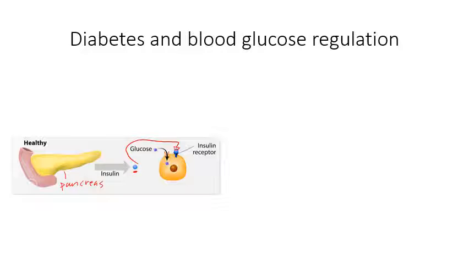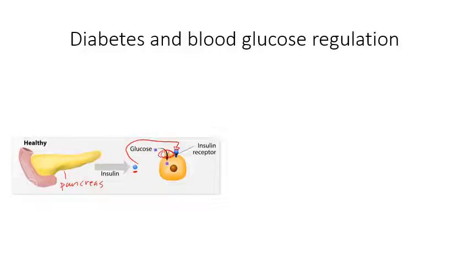That insulin molecule opens up our gateway or our protein channel here on the cell membrane to allow the glucose molecule to enter. So this is what would typically happen in a healthy human if they had too much glucose floating around in their bloodstream. So their blood glucose levels were a little bit high.